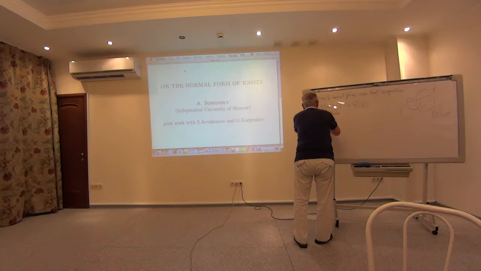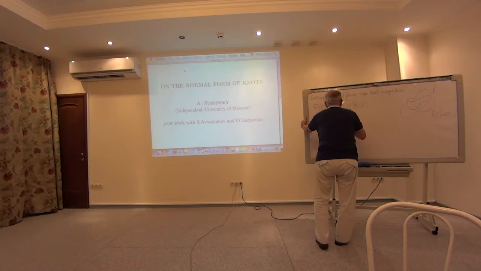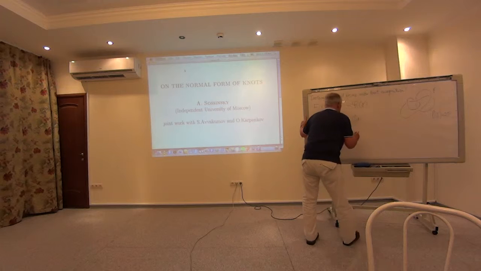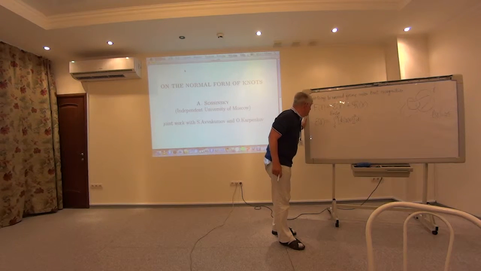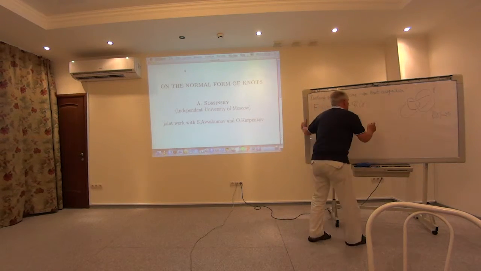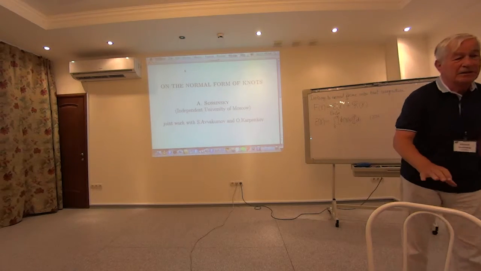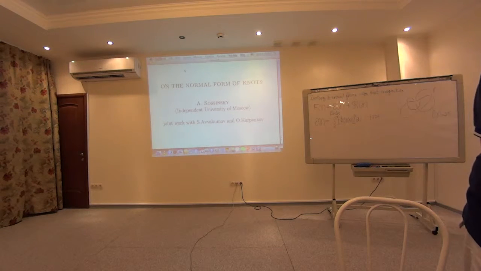So E of gamma, by definition, is the integral from 0 to 2 pi of the square of the curvature of the knot. Here, S is a natural parameter on the curve. This is a well-known functional. It appeared in 1774 when Euler was solving the so-called elastica problem.